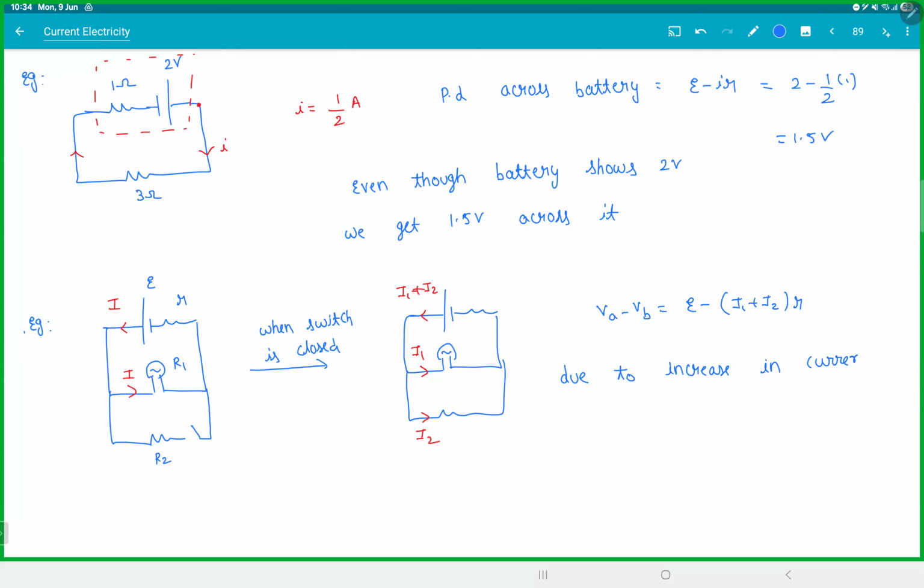This is what happens in your house also. All the circuits in your house are in parallel. So if one element starts taking a large current, the potential will drop in your house and the bulbs will become dim. Clear with this?